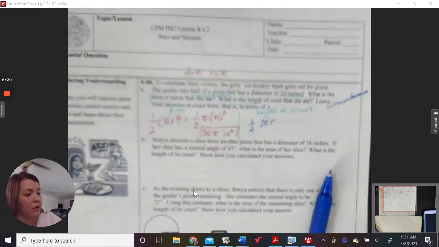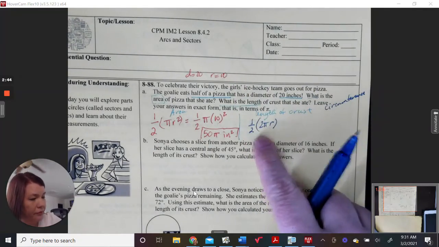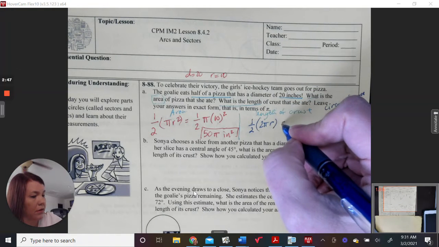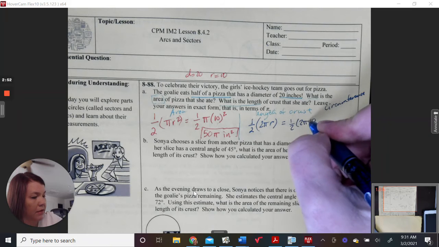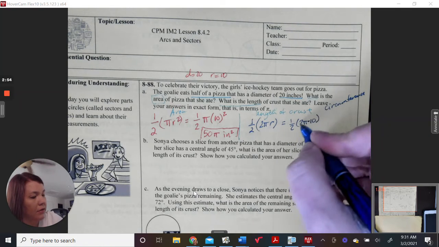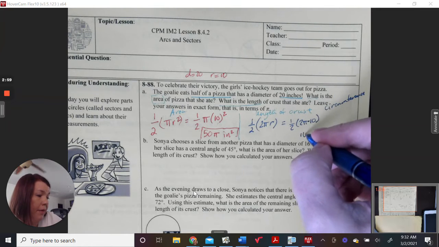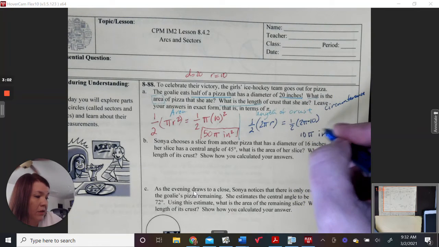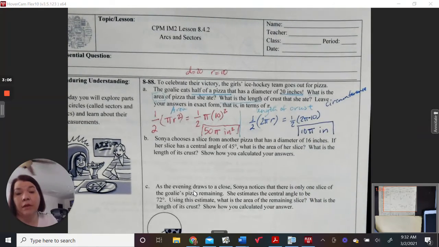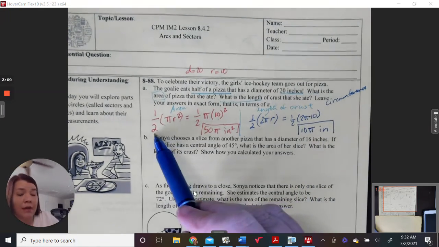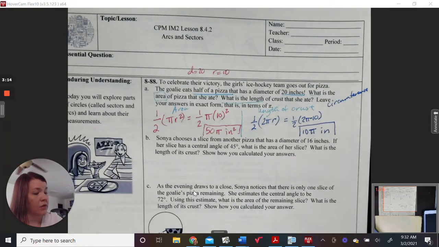So r is 10, so 2r is 20. Let's plug in 1/2 of 2 pi times 10. 2 pi times 10 is 20. 20 divided in half is 10. So this is 10 pi. But this is just inches because it's crust. And that's really all there is to it. So the tricky part generally is actually finding this fraction more than anything else. So we're going to continue, doing the two different things for each problem because it's asking for both again.